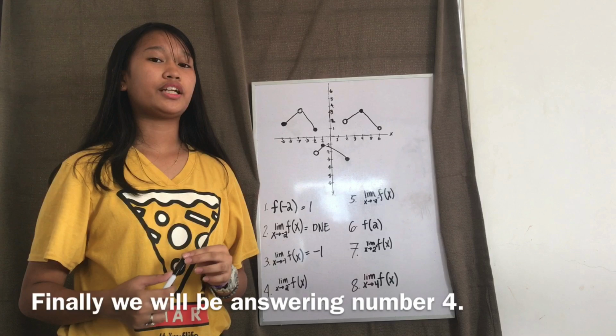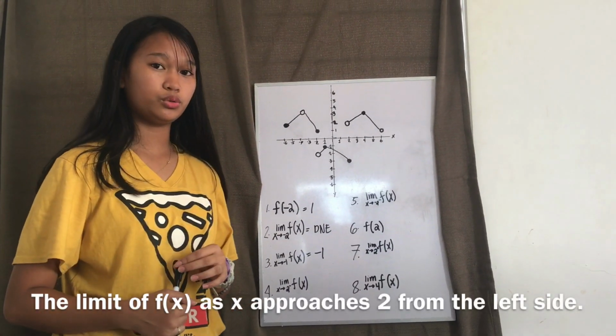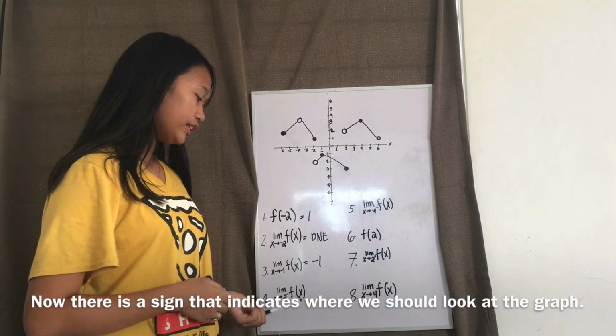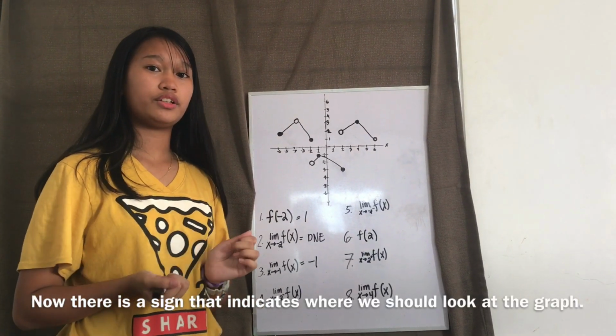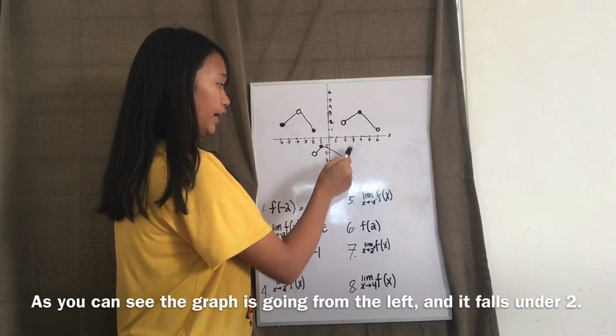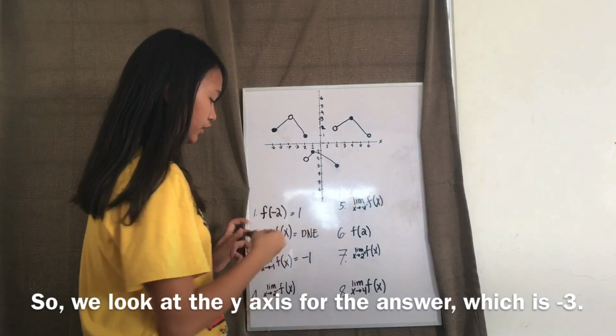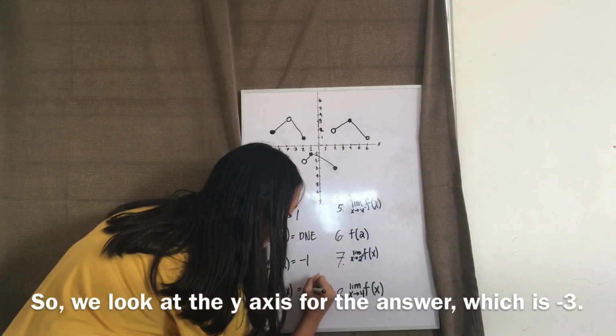Finally, we will be answering number 4. The limit of f of x as x approaches 2 from the left side. Now there is a sign that indicates where we should look at the graph. As you can see, the graph is going from the left and it falls under 2. So we look at the y-axis for the answer, which is negative 3.